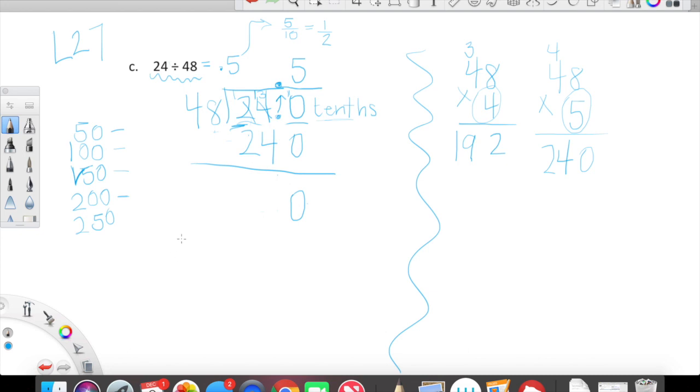Let's multiply 48 by 5/10, and we're hoping that we end up with 24, our original dividend. Let's just temporarily pretend like that decimal point is not there. We'll look at that here in a moment. 5 times 8 is 40.